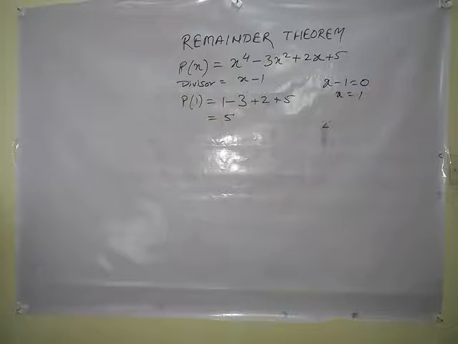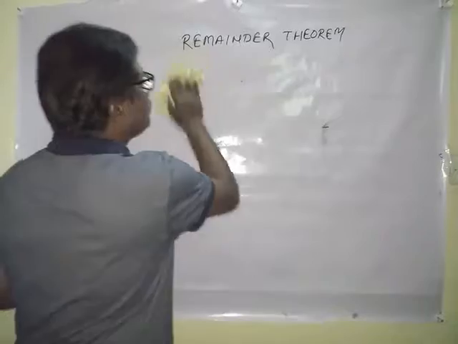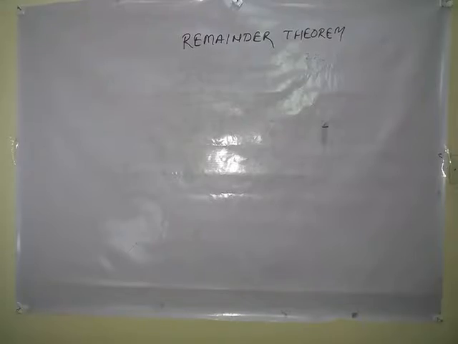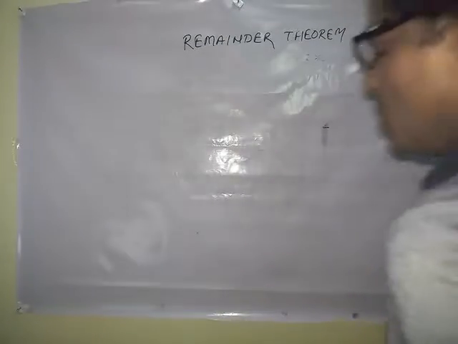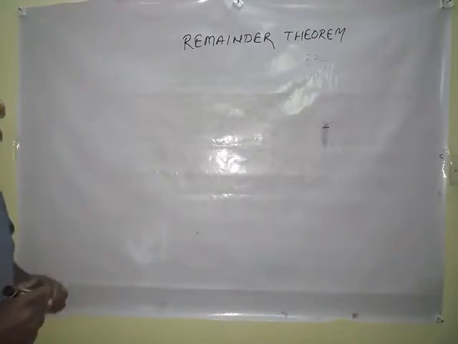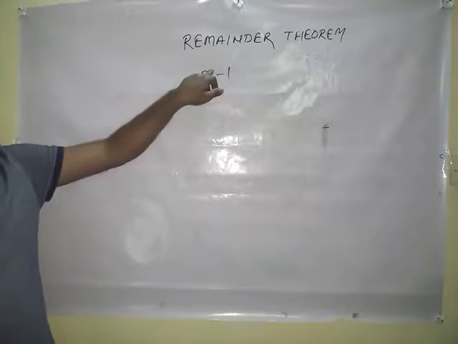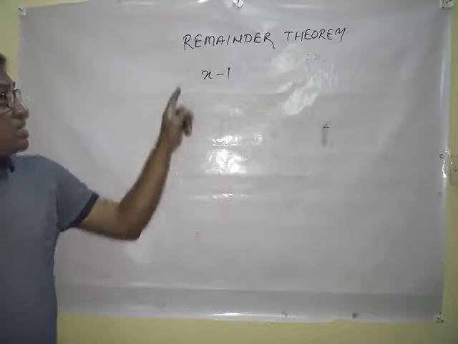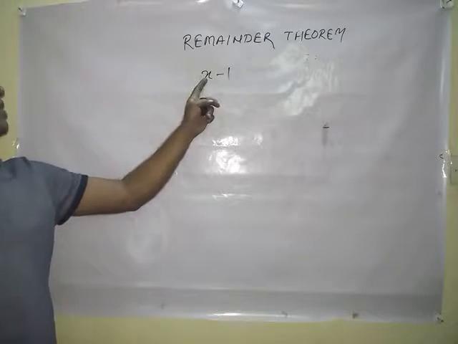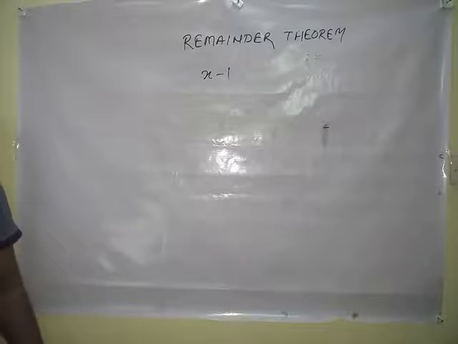Let us see another thing. Under the remainder theorem, the only thing seen is the x minus 1 divisor. The highest degree is 1, which is a linear equation. The remainder theorem will be applicable only when the divisor is linear. Let us take another example.